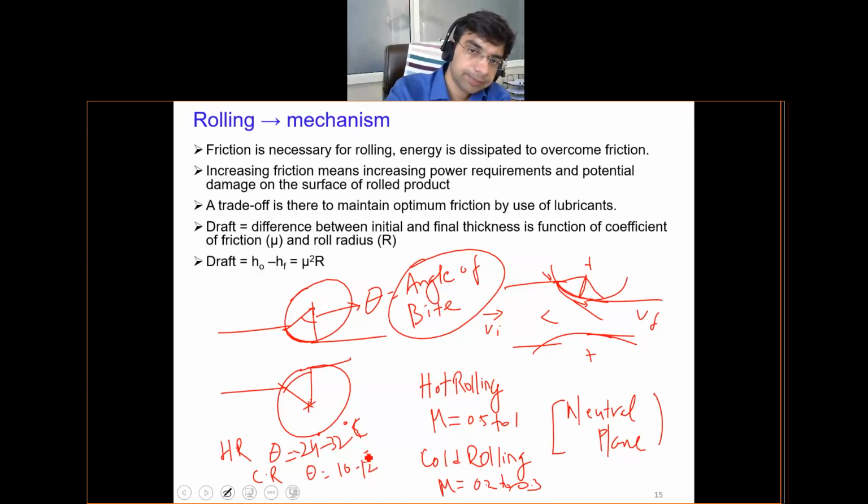And I have already discussed in the previous slide that the change in thickness, that is initial thickness minus final thickness, is known as the draft. And this draft is also dependent on mu and r, where mu is the coefficient of friction between the workpiece and the roll surface, and r is the roll radius. So this friction is controlled to an optimum value by using different types of lubricants, some types of oils, inorganic synthetic oils. They are introduced in between, and they help to control this value of friction.